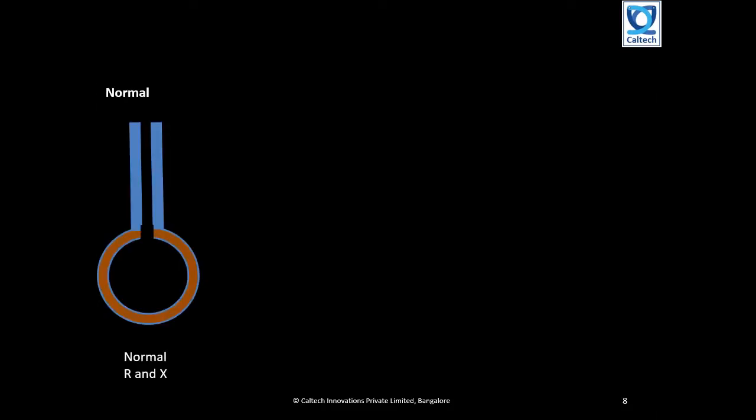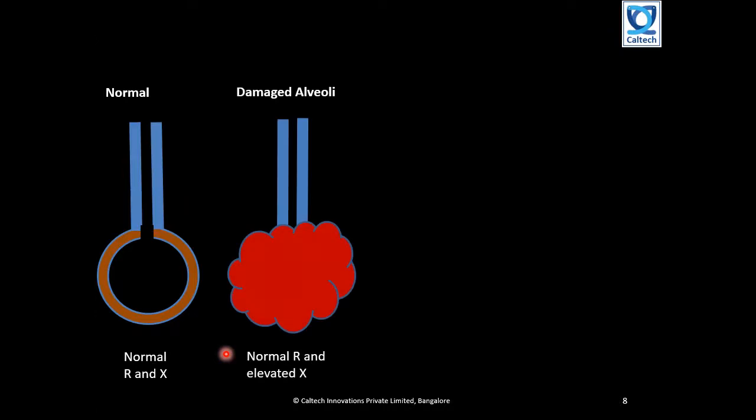Now let's take a look at different scenarios. What happens when resistance and reactance are normal, or what happens when resistance and reactance are elevated? In this case you will find that the airways are normal, as well as the periphery of the lung. That means you have normal resistance and normal reactance.